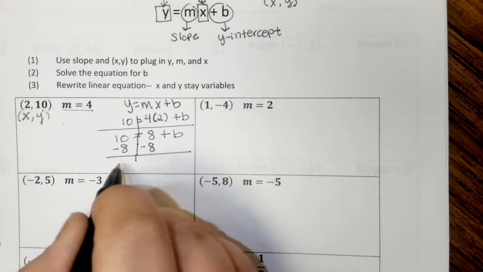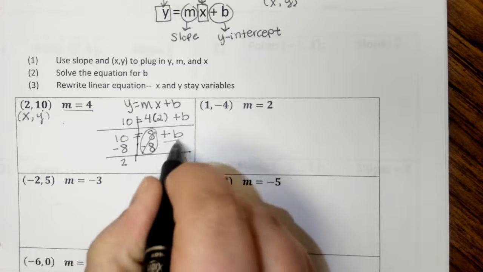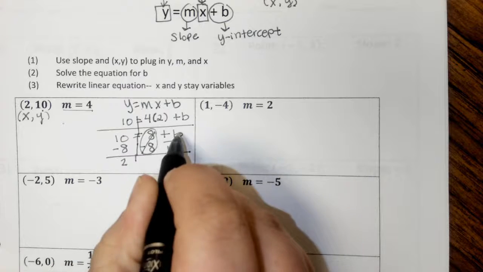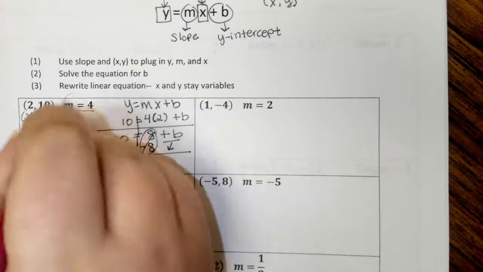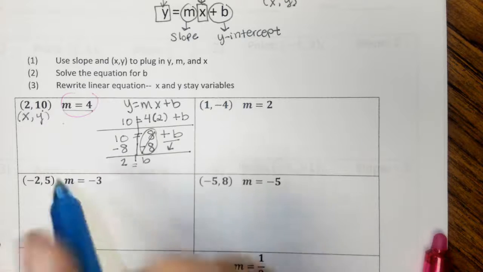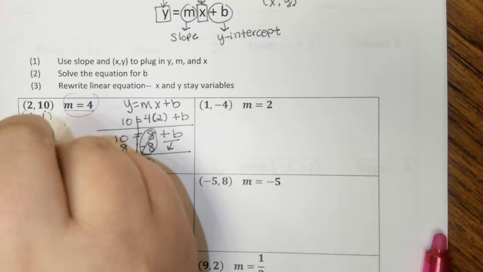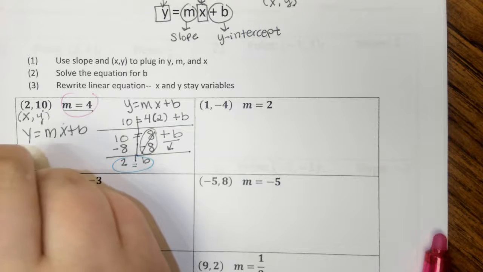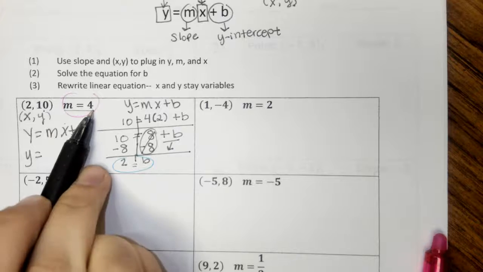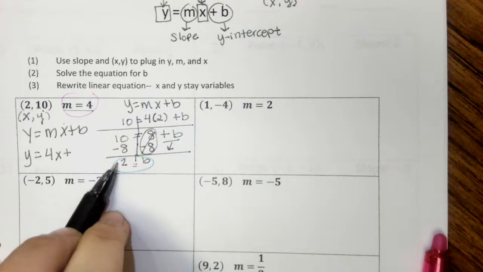On the left, 10 minus 8 is 2. On the right, 8 minus 8 makes a 0 pair, which leaves us just with b, because 0 plus b is b. Now we know that 2 is equal to b. We know m, and we know b, so we can rewrite the equation y equals mx plus b, leaving y and x as letters, just like we're supposed to. So I have y equals, instead of m, we can write 4, x plus, and instead of b, I can write 2.